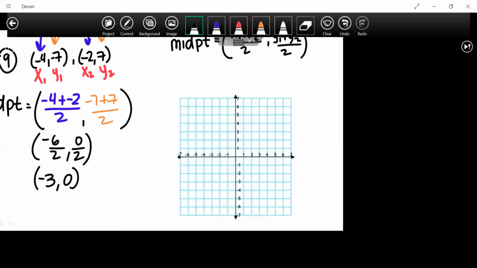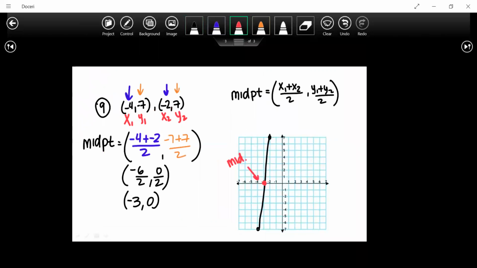Graphing our 2 points, we're going to go back -4, down 7. Back to -2, up 7. If I connect my 2 points, that means I have the midpoint at the middle of the line, which is at (-3, 0). This is a midpoint. Good beans?